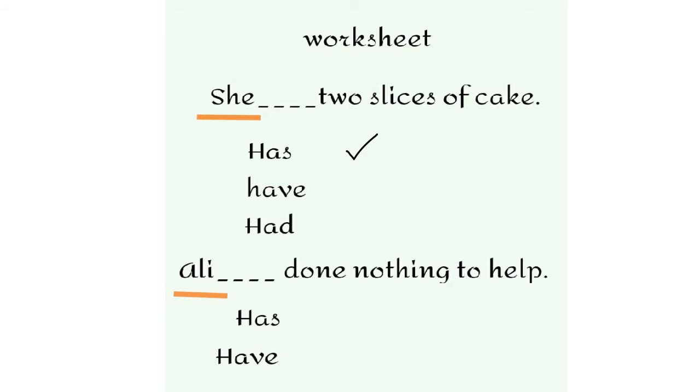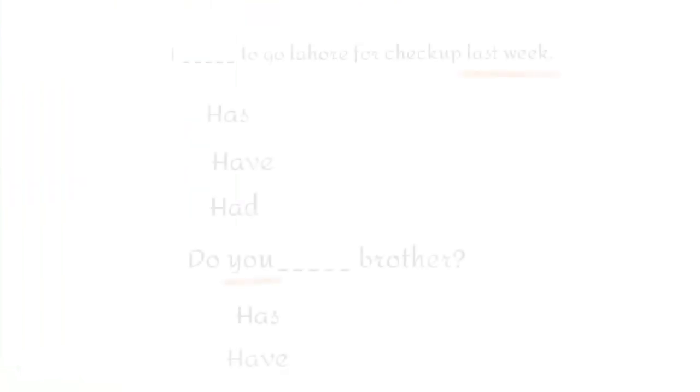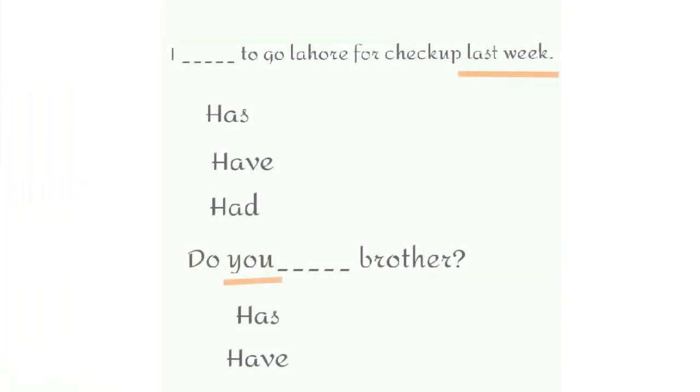Ali dash done nothing to help. The 2 options are has or have. Ali is a single person, so we are going to add has: Ali has done nothing to help. In the next example, I dash to go to Lahore for a checkup last week. I had to go to Lahore for a checkup last week is the correct option.